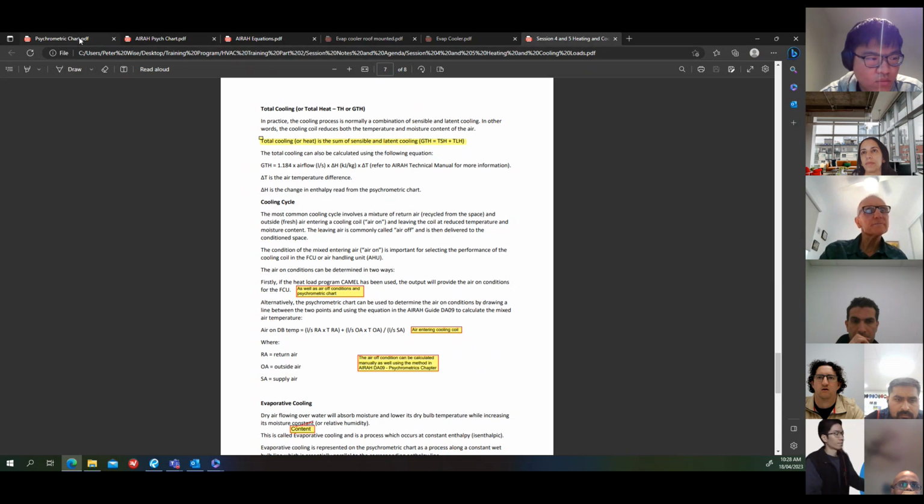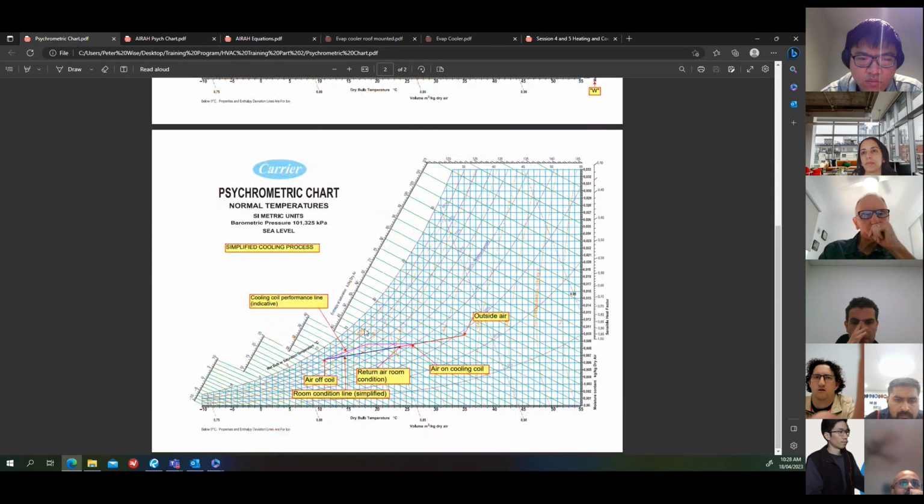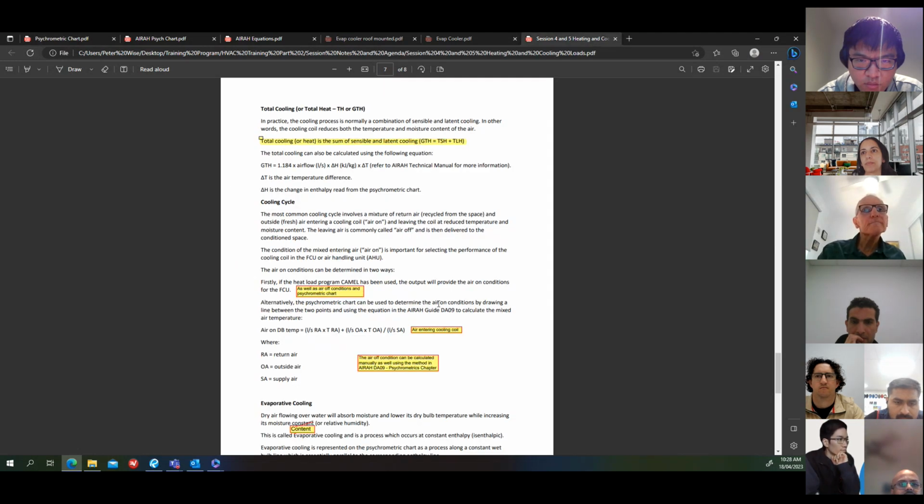So if we go back to the psych chart, that's this simplified cooling process. There's a couple of things to be aware of here. I talked about what this was before. You've got return air at this point, outside air at this point. You draw a line between the two, and somewhere along that line is the air on condition. Now you can actually calculate that. So I'll go back to the notes.